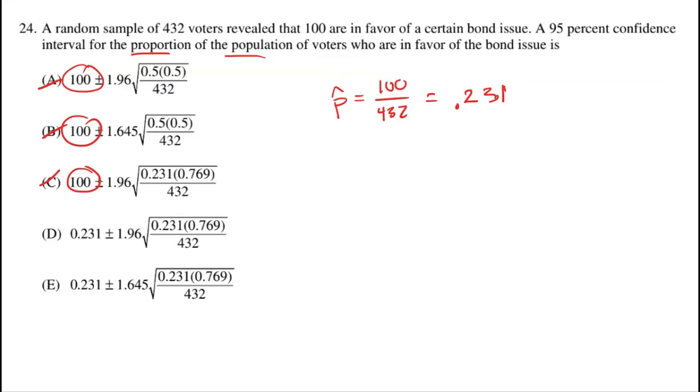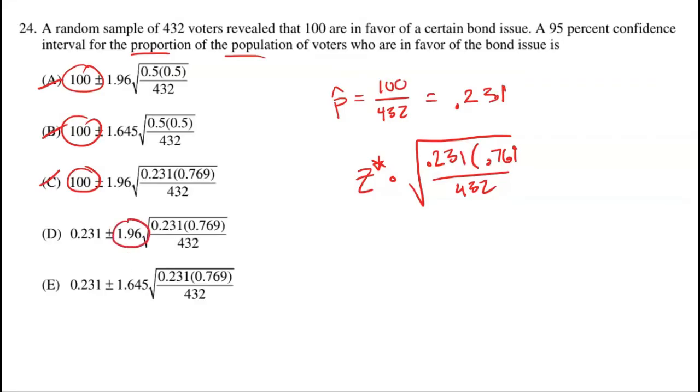Now the back part of a confidence interval is going to be our margin of error. Our margin of error is going to be our Z star, when it comes to proportions, times the standard error. And the standard error is going to be taking that 0.231, our p hat, times 1 minus it, which is 0.769, divided by our sample size of 432. Now, both D and E have that exact same standard error. So the only difference that's going to choose our right or wrong answer here is the Z star.